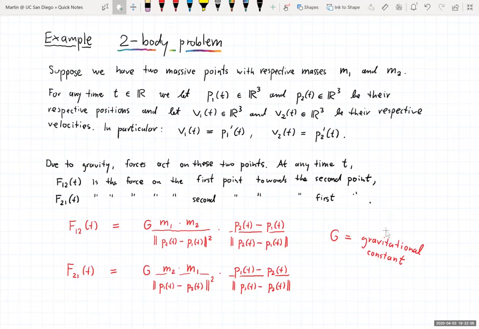Conversely, the force vector f21 of t is g times m2 times m1 divided by the Euclidean norm of p1 of t minus p2 of t to the square, and multiplied by the vector p1 of t minus p2 of t divided by the Euclidean norm of p1 of t minus p2 of t.